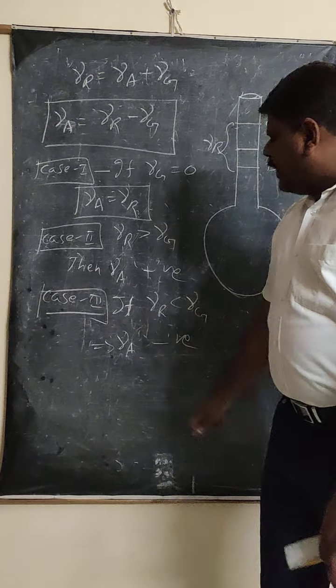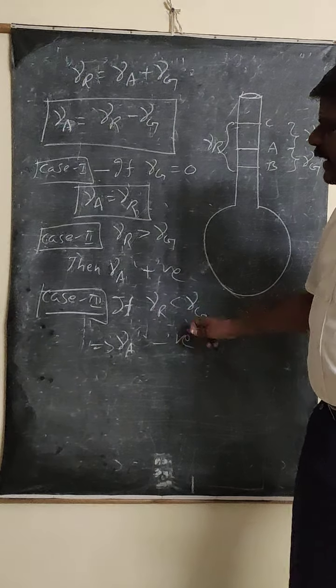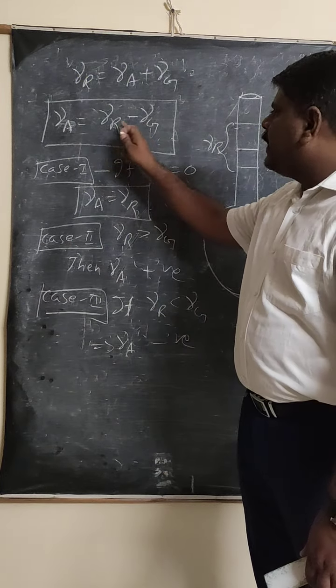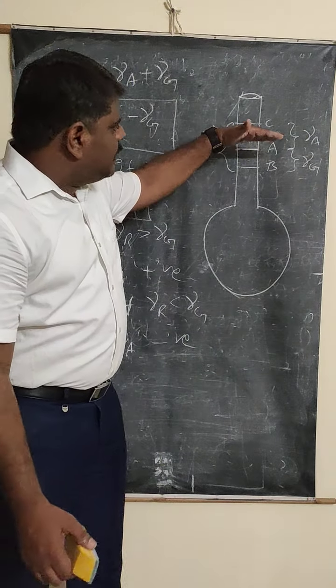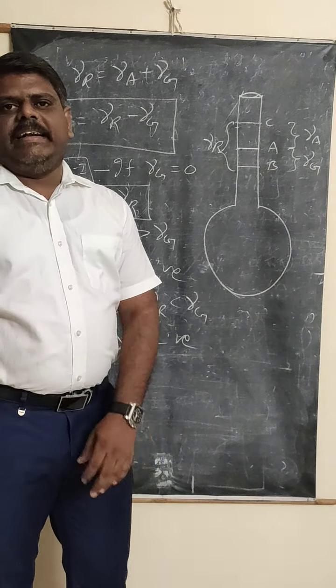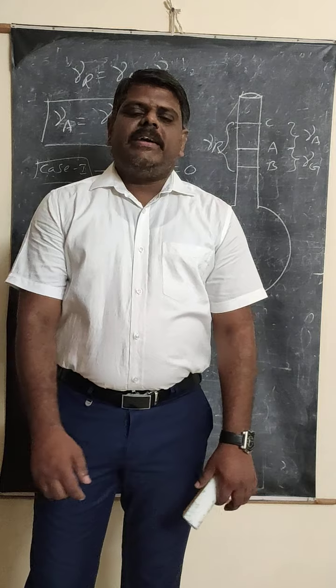Next, case 3. If gamma r is less than gamma g, then obviously gamma a becomes negative. Whenever gamma a becomes negative, then definitely the liquid level decreases in the container. So these are the conditions you need to remember, which are very, very important.